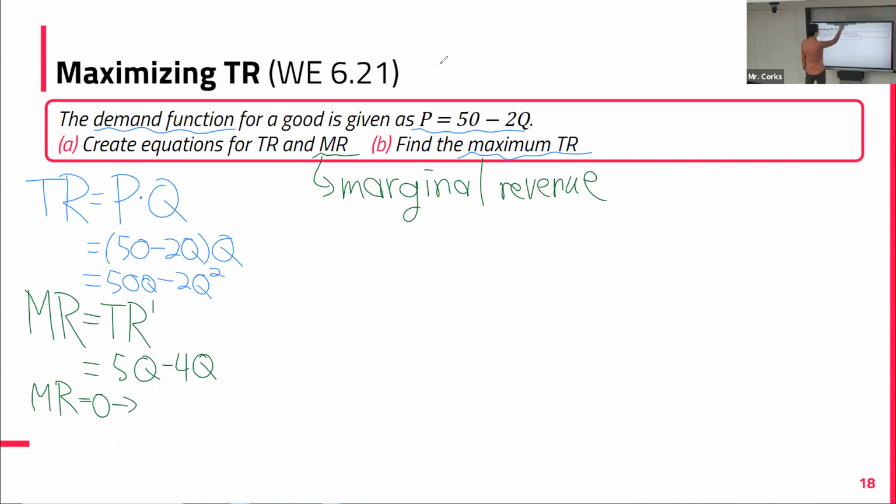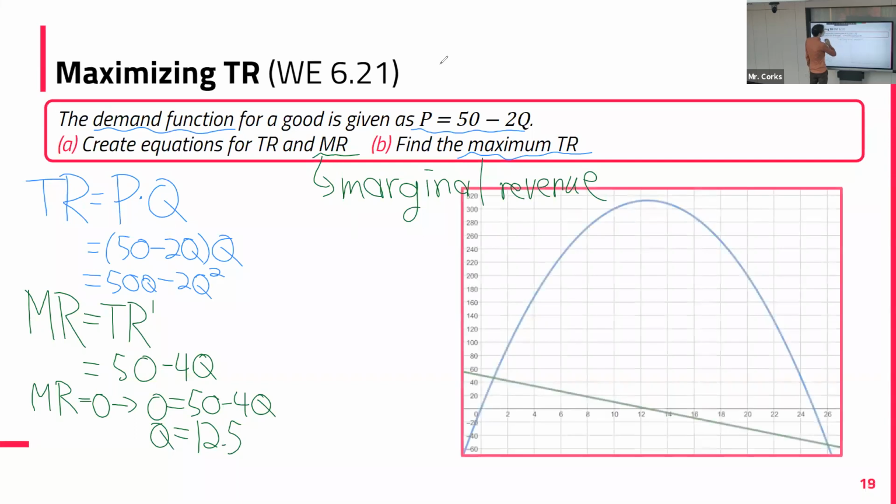Oh, yeah, sorry. And 0 was 50 minus 4Q, so Q is equal to 12.5. So this is the same example we did last time. We're going to use these numbers again, which is why I'm showing you this again.